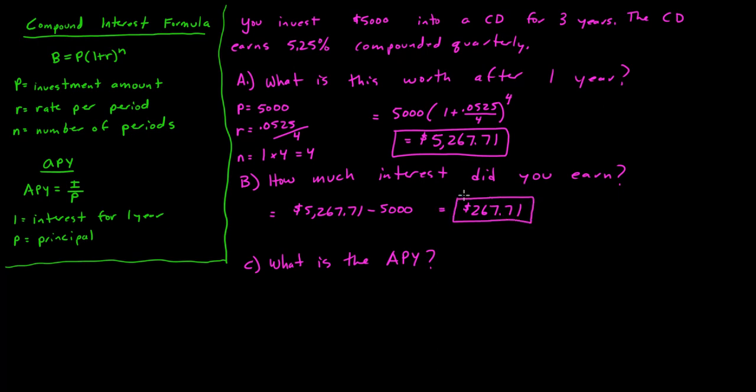The third answer is our APY, which is the interest for 1 year, which we just found right there. So it's going to be 267.71 divided by the principal, or the original investment, which is 5,000. And when I divide that out, I'm going to get 0.05354, which turns into 5.35%. That's my APY.